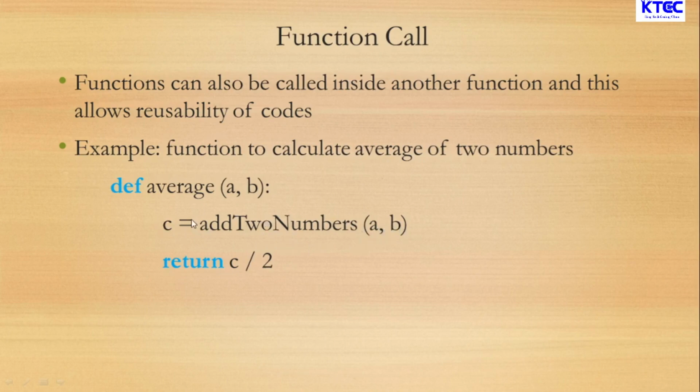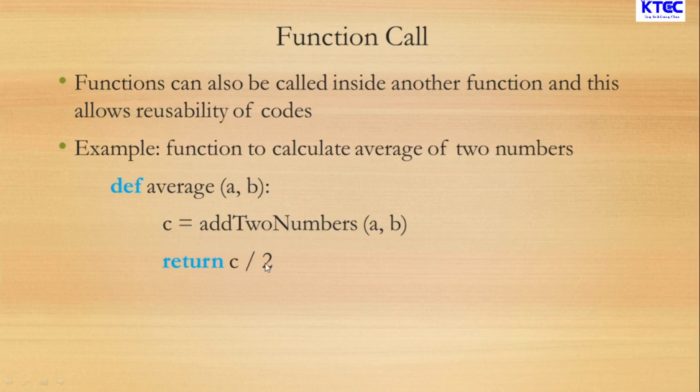So the sum here will be 9, and that will be stored inside the C variable. So what we are doing is dividing the sum here by 2. After that, we return this as the average. So this has also become a different function, for finding the average. You can see that we already have a function for adding 2 numbers, and now we are writing a different function for finding the average of 2 numbers.